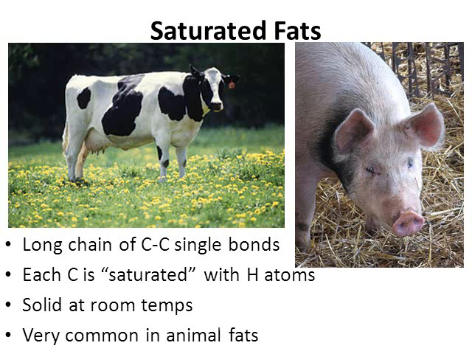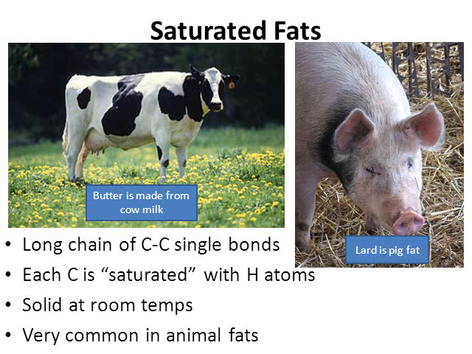These saturated fats also typically come from animals. So the picture on the left is our cow. Again, butter is made from cow's milk. The picture on the right is, of course, a pig, and this is where lard comes from. Lard is simply pig fat.